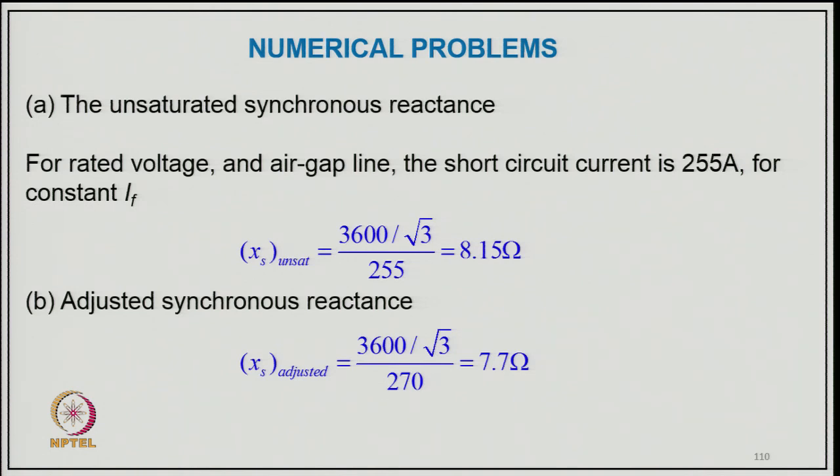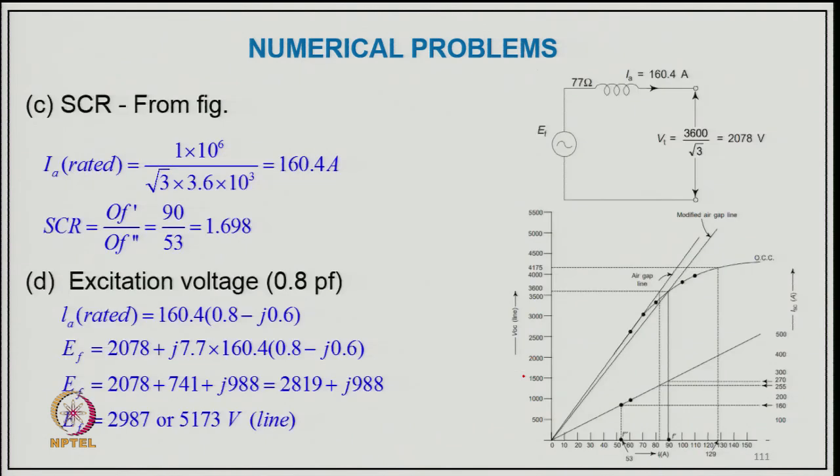So, from rated voltage on the air gap line, the short circuit current is 250 ampere. So, for a constant field current, the unsaturated reactance will be 3600 by root 3 divided by 255, it is 8.15 ohm. And adjusted synchronous reactance is 3600 by root 3 divided by 270, that is 7.7 ohm. And now, for SCR, I_R rated equal to 1 into 10 power 6 divided by root 3 into 3.6 into 10 power 3, that is 160.4, and short circuit ratio will be OF dash upon OF double dash from this characteristic, so that is 90 by 53, that is 1.698. And excitation voltage for 0.8 lagging, I_A rated is 160.4 into 0.8 minus j0.6, so E_F will be V plus I Z, and from here E_F is 2987 or line voltage is root 3 times this, so that is 5173 volt.